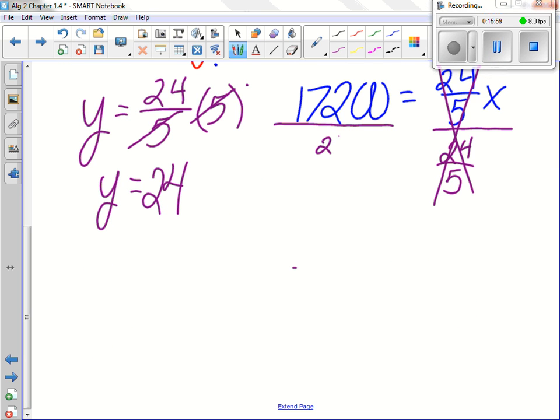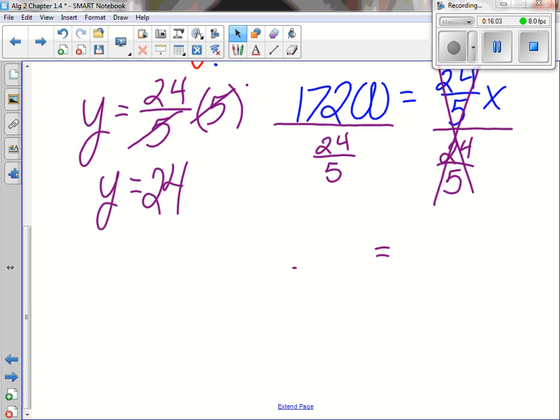So over here, we're dividing by 24 over 5. So on this side here, we get x by itself: 17,200 divided by 24 over 5. At this point here, we can plug this into a calculator. The calculator will do this.